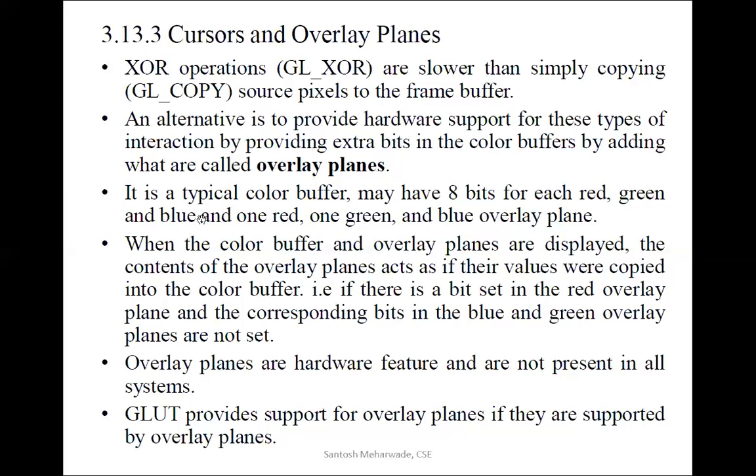A typical color buffer may have 8 bits for each of red, green and blue, and one bit each of red, green and blue for the overlay planes. That means our color buffer has red, green and blue, and to support it we have additional hardware, that is, a color buffer with one for red, one for green, one for blue. A kind of supporting planes can be seen.